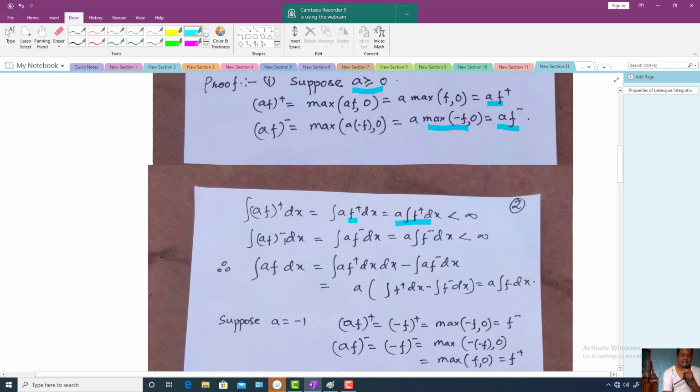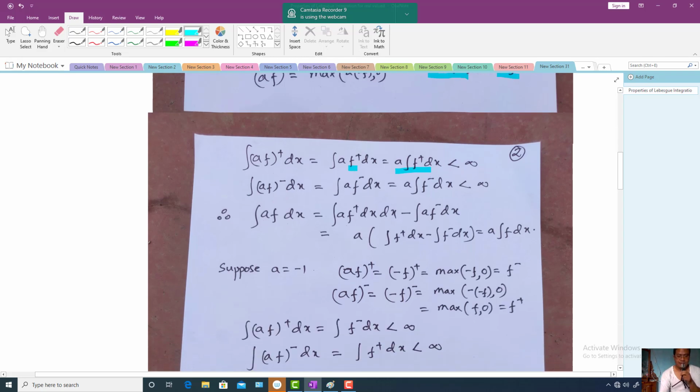All right, so similarly, the integration of the negative part of af is equal to a times the negative part of the function f, but this is a non-negative real valued function. So for this one, this constant which is non-negative can be taken out of the integration.